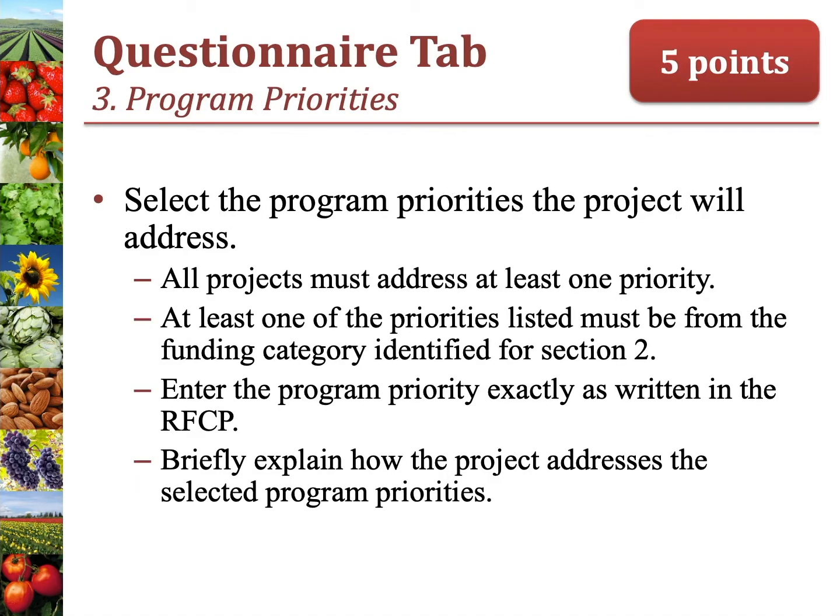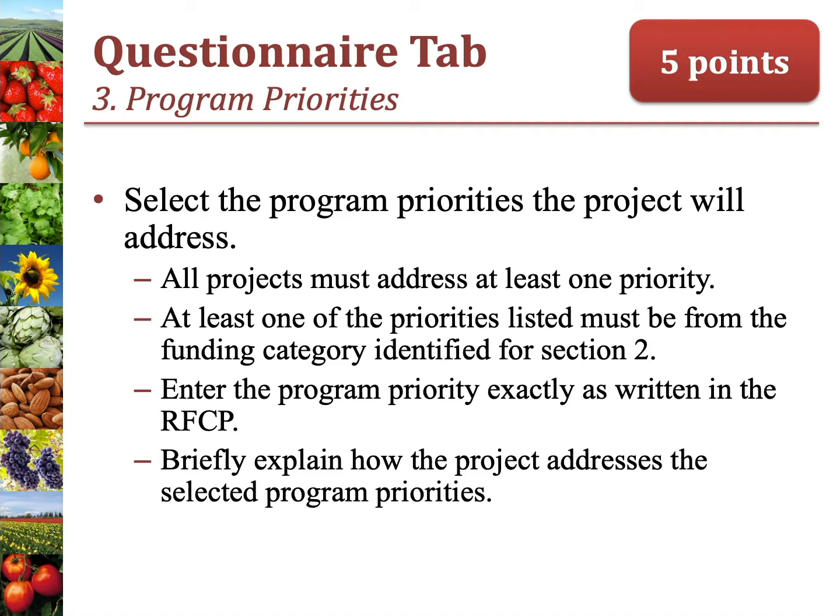Section 3 addresses program priorities. In the RFCP, each funding category has a list of associated program priorities. These priorities serve as a guide to the general issues impacting the specialty crop industry within each funding category. Program priorities should correlate with the specific existing issue, problem, or need of the specialty crop industry that your project will address. All projects must address at least one priority.